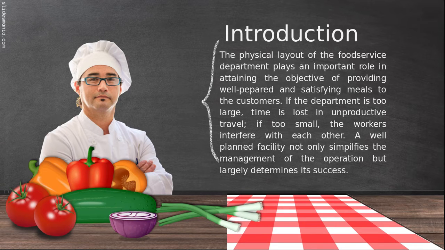Introduction. The physical layout of the food service department plays an important role in attaining the objective of providing well-prepared and satisfying meals to the customers. If the department is too large, time is lost in unproductive travel. If too small, the workers interfere with each other. A well-planned facility not only simplifies the management of the operation but largely determines its success. So it should not be too large or too small. That's why you have to create a layout in a food service establishment.